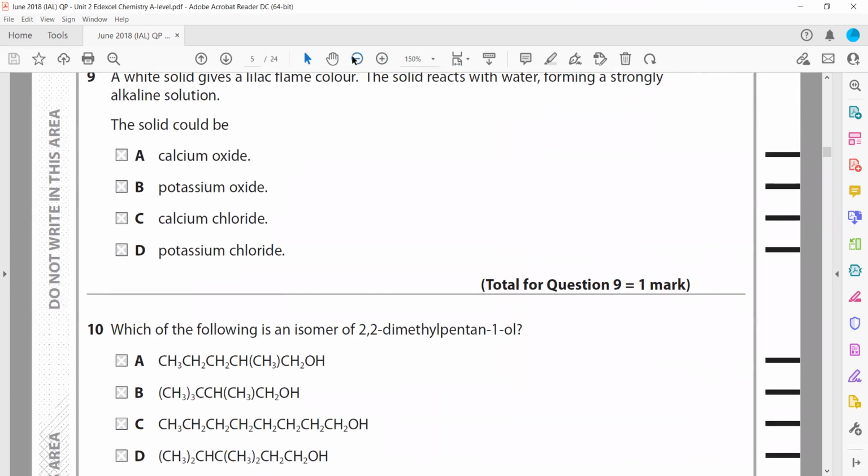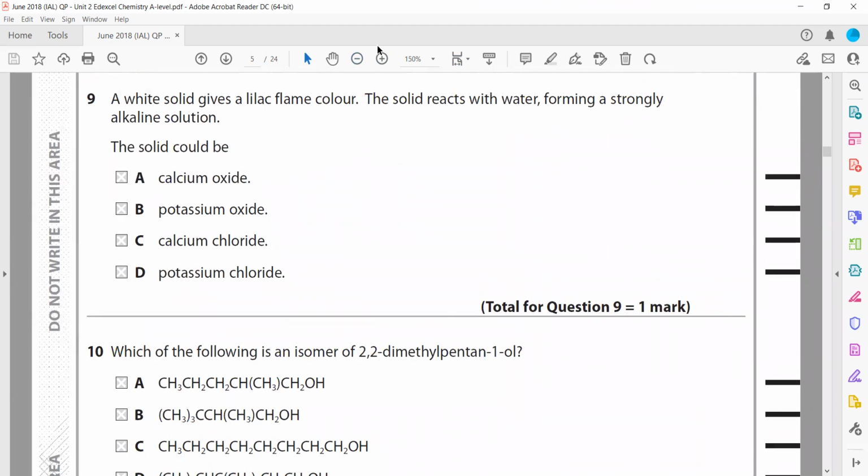In question 9, a white solid gives a lilac color. If it gives a lilac color, this gives an idea that potassium is there. And the solid reacts with the water, forming a strong alkaline solution. So a metal oxide should be there, because a metal oxide mixed with water will form an alkaline solution, not a salt. So it cannot be C or D. So either A or B, but because lilac color gives an idea, it should be potassium. So that's why it is B. Because metal oxides, when dissolved, form an alkaline or basic solution.